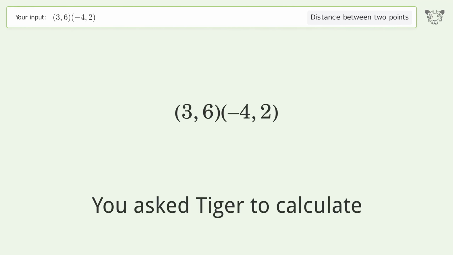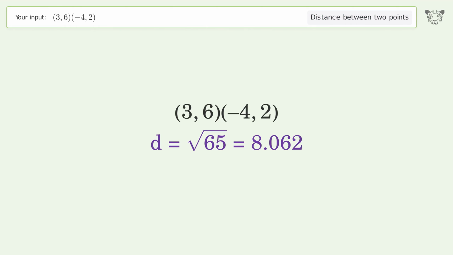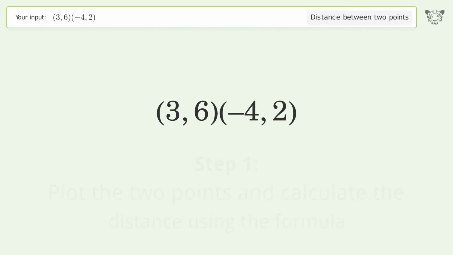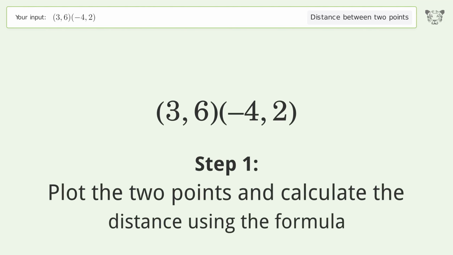You ask Tiger to calculate the distance between 2 points. The distance between the 2 points is the square root of 65, or 8.062. Let's solve it step by step. Plot the 2 points and calculate the distance using the formula.